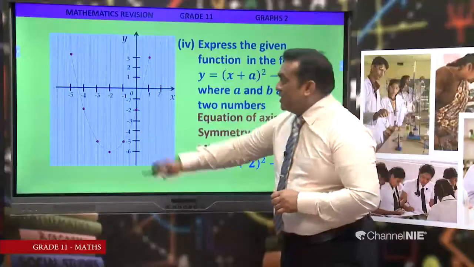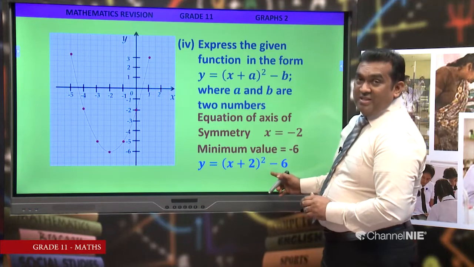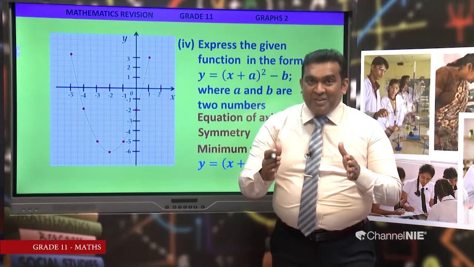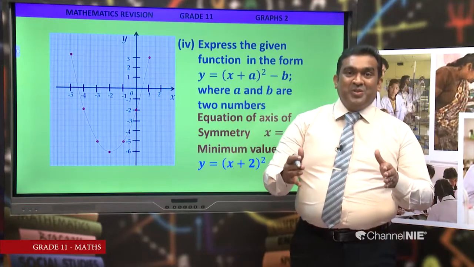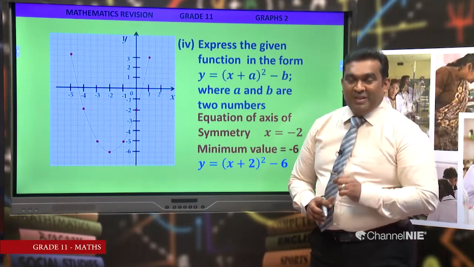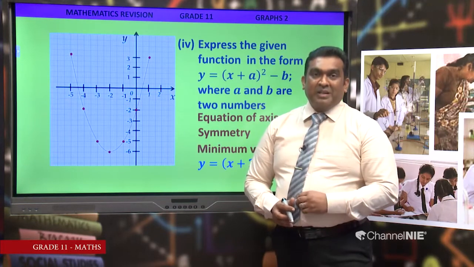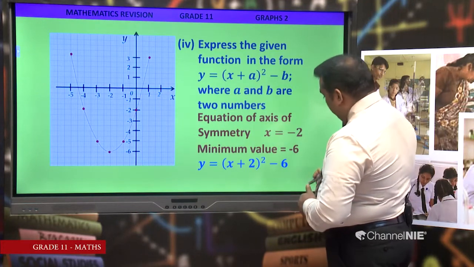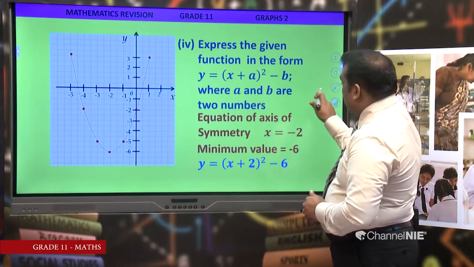Here minimum value is minus 6. Minus 6 is unchanged. If the minimum value of the curve is 2, here also you have 2 without changing. Do not change the minimum value or maximum value when writing the equation of the curve. According to that, (x plus 2) squared minus 6.